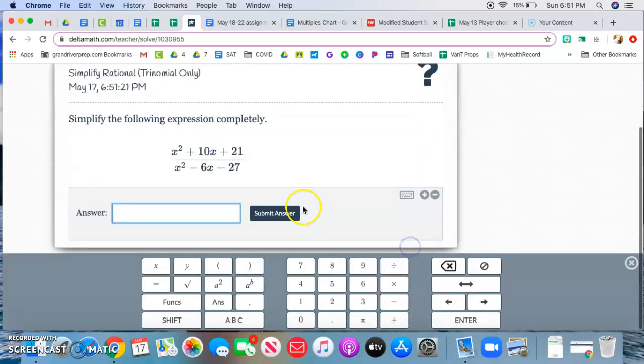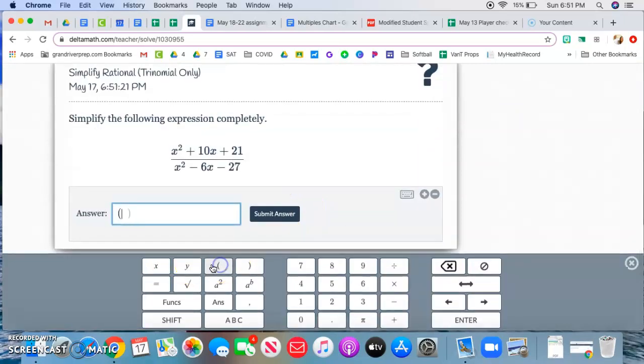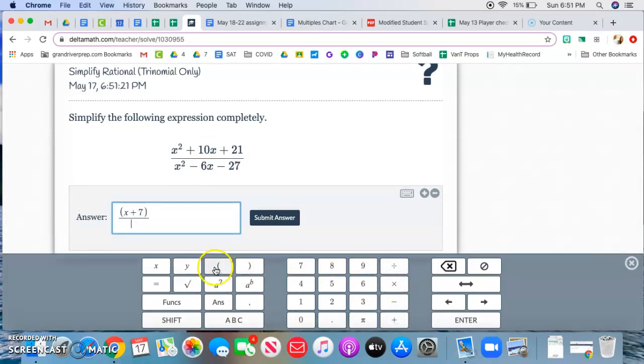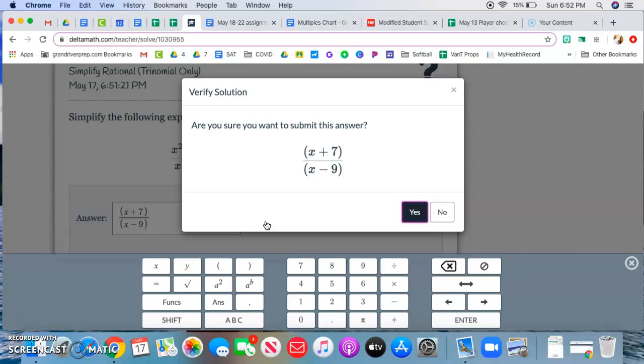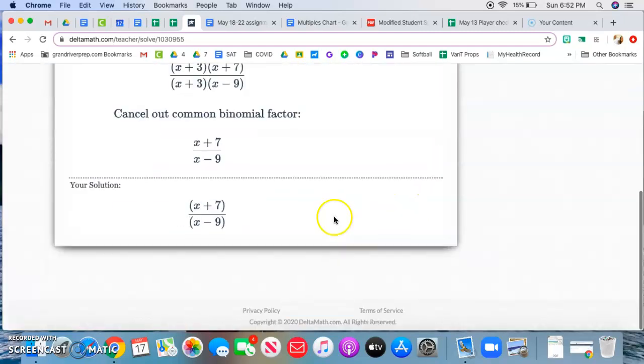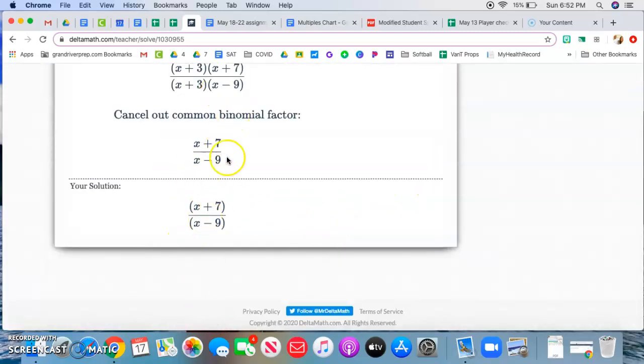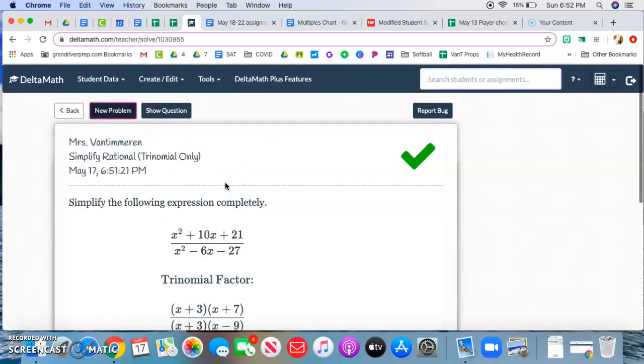So again, keyboard, parentheses, x plus 7 divided by, that's how you get that fraction. Again, parentheses, x minus 9. Close those parentheses. And then go ahead and submit your answers. And again, I got that one. Okay, so I would highly suggest using parentheses.